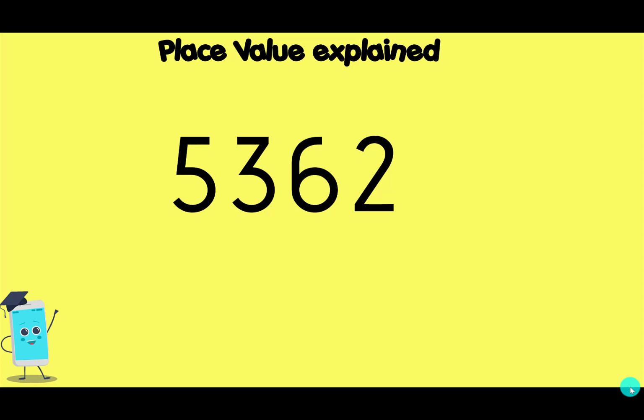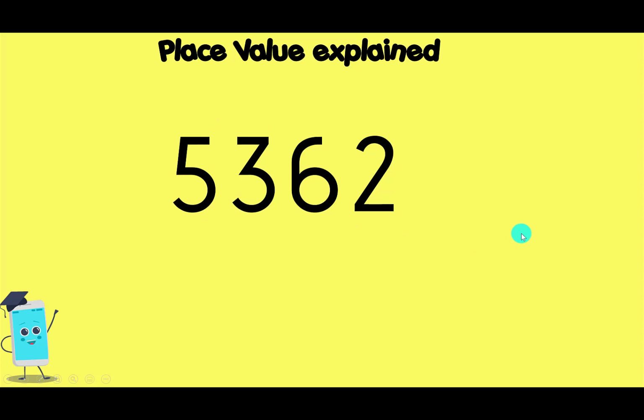The number has 4 digits. Now the digits means each number. So I have the digit 5, the digit 3, the digit 6 and the digit 2. And when those 4 digits are arranged in this order, we can read them as one number. And the number is 5,362.